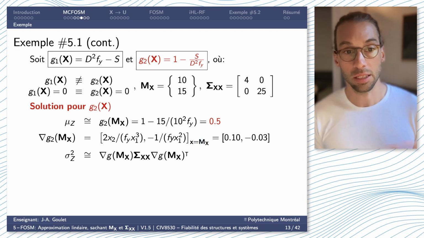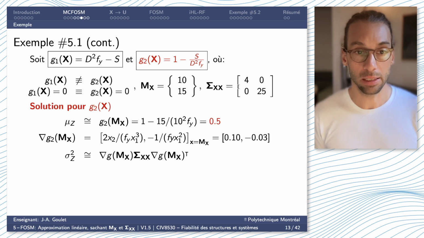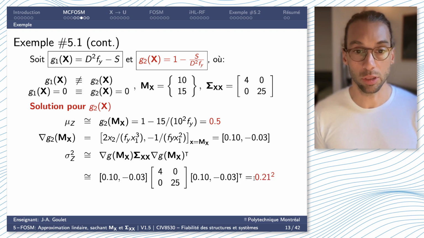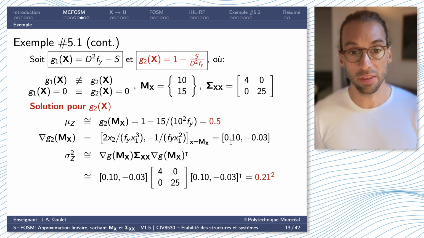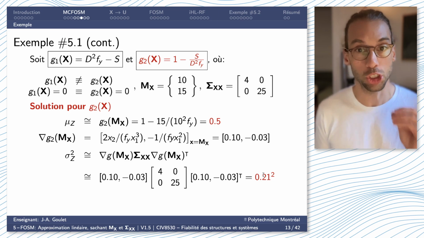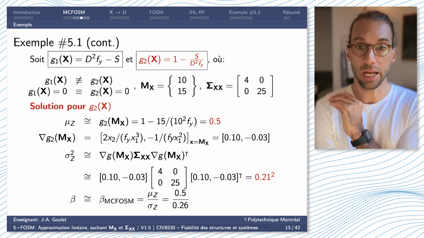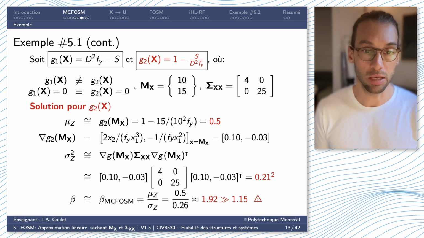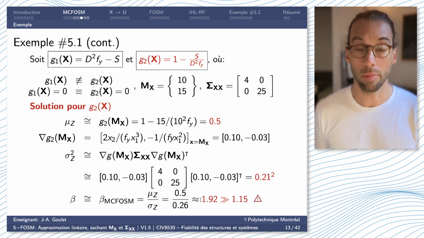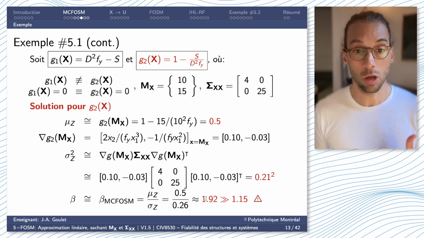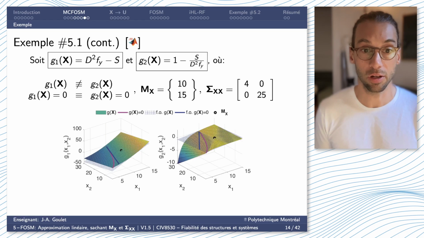Then the variance is going to be that gradient, sigma, gradient transpose. If we evaluate numerically, the standard deviation is going to be 0.21. So 0.5 divided by 0.21 should give me my reliability index. In this case, that's going to give me 1.92. Remember, previously with the G1, we got 1.15. So there's a big discrepancy between the reliability index obtained with the first and second limit state function. So we can see why this happens.